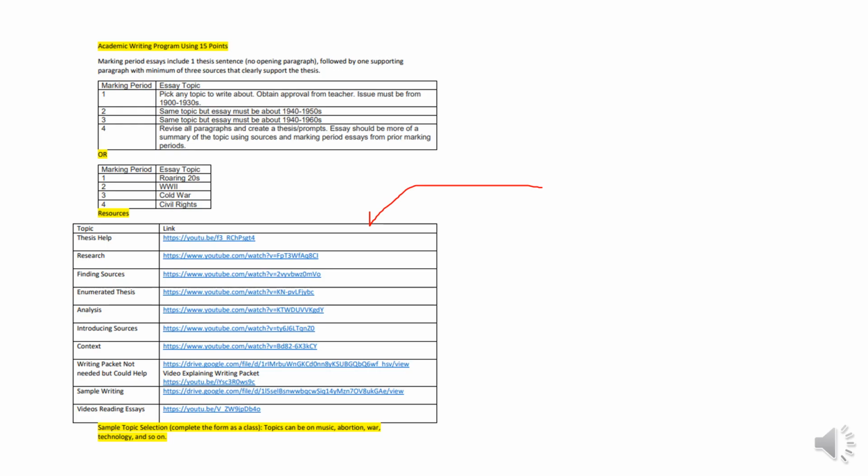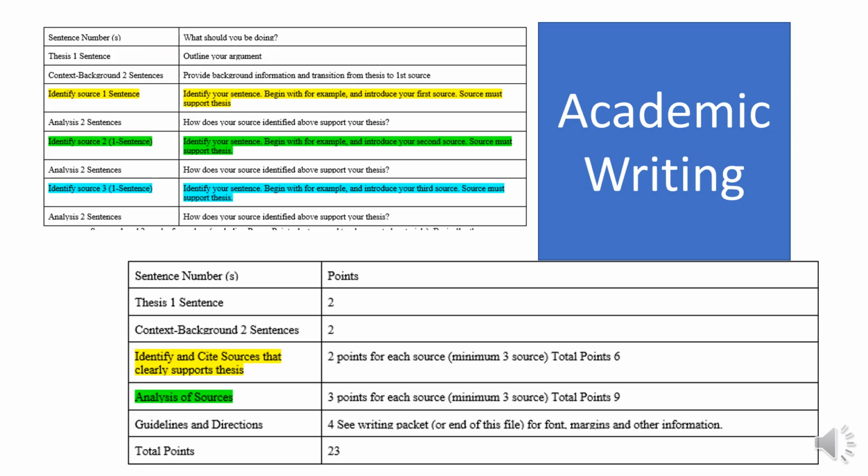Notice how we do have these various links that will take you to different videos that can help you with any of these particular topics. Keep in mind, you could also just go to the website if you cannot find this sheet or it is not used in class. So again, we're going to be utilizing this outline, and this outline is telling you exactly how many sentences you need for each particular point. And we have a total of 23.